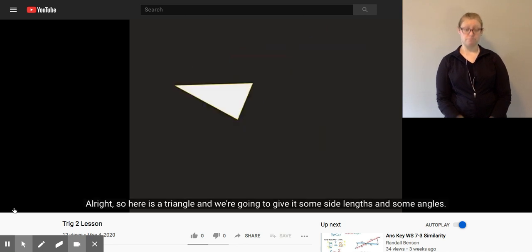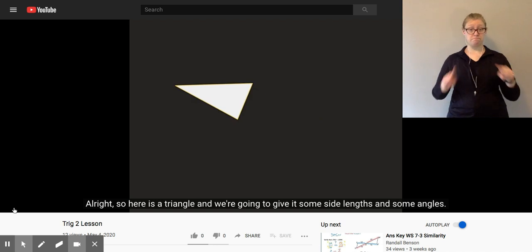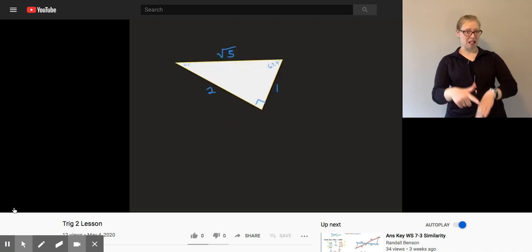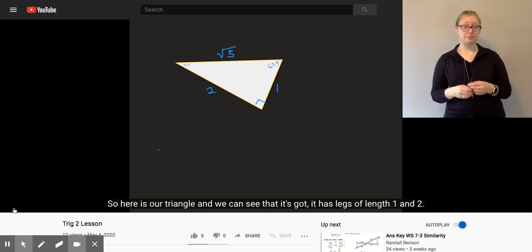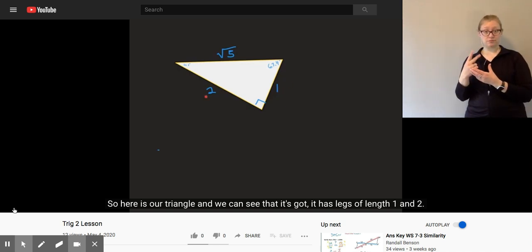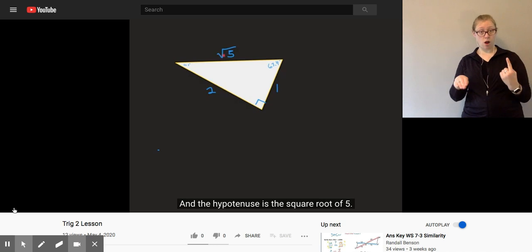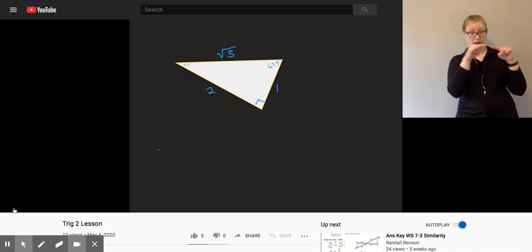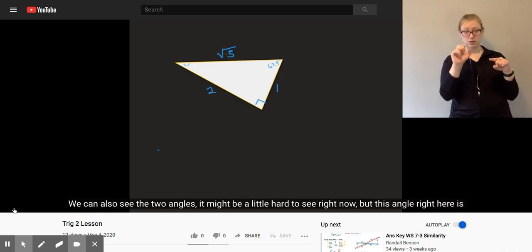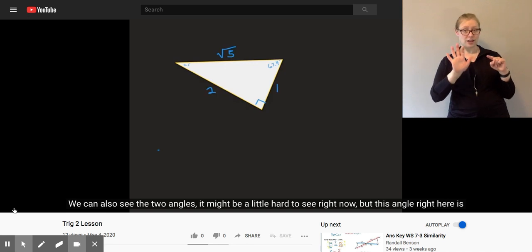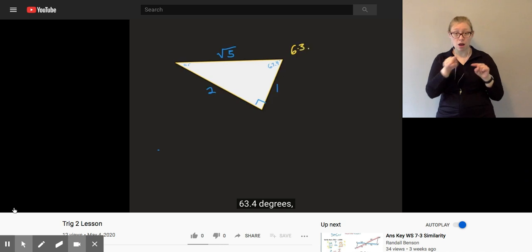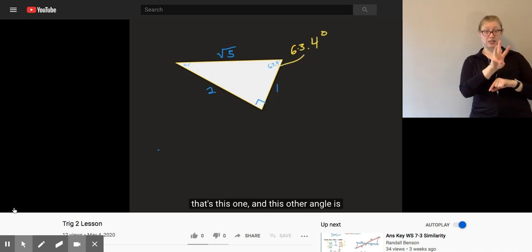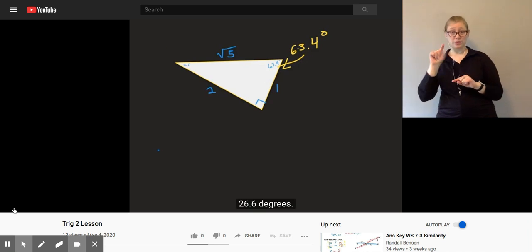All right, so here is a triangle, and we're going to give it some side lengths and some angles. Here is our triangle, and we can see that it has legs of length 1 and 2, and the hypotenuse is the square root of 5. We can also see the two angles. It might be a little hard to see right now, but this angle right here is 63.4 degrees. That's this one. And this other angle is 26.6 degrees.